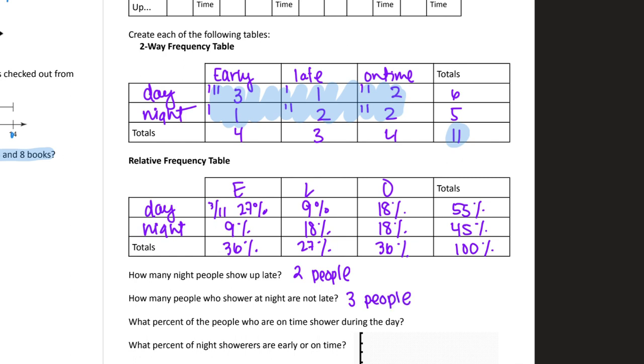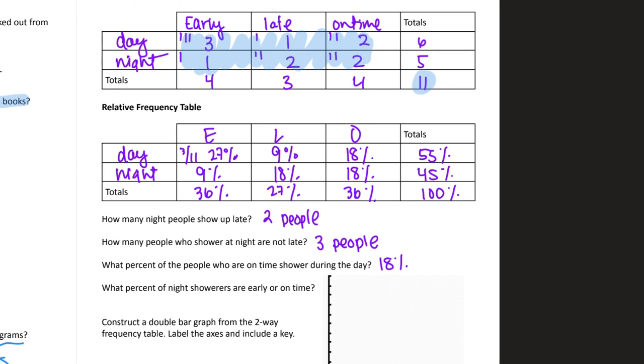What percent of people who are on time shower during the day? So now we're looking at the relative frequency since it's asking for a percent. On time, shower during the day. That's going to be 18%. And then it says, what percent of night showers are early or on time? So night showers, again, early or on time, so it's going to be 9 plus 18%. That's going to be 27%.